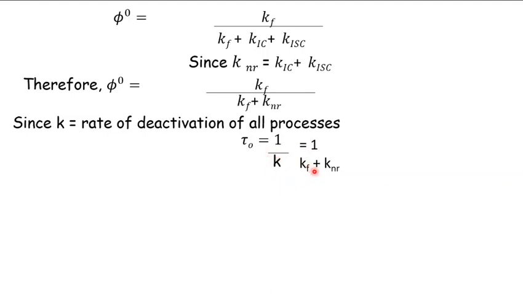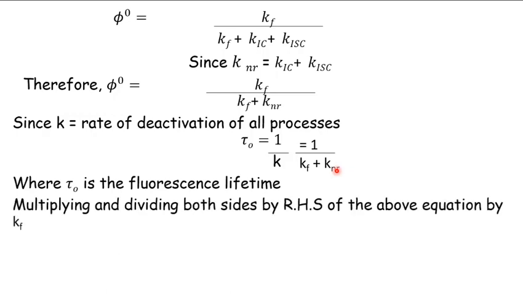So this K is equal to Kf plus KNR, the rate of deactivation of all the processes, including the radiative as well as the non-radiative processes. Kf is fluorescence, that is the radiative transition, and KNR is the non-radiative transition. We will try to find out how we can relate this fluorescence lifetime with phi naught, the quantum yield in the absence of the quencher. We will multiply and divide the right hand side, 1 divided by Kf plus KNR, by Kf. Kf divided by Kf comes out to be 1 and won't influence this equation.